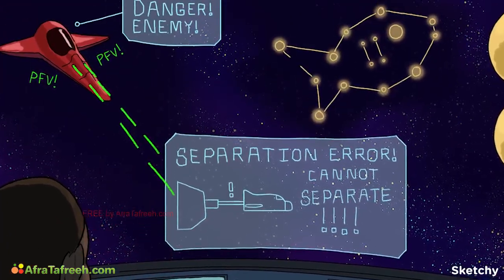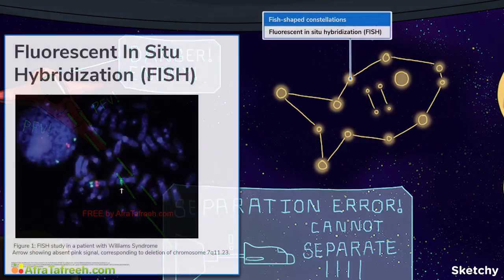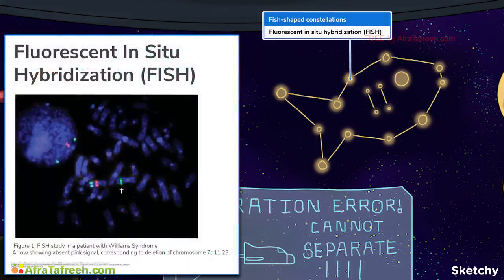Another method to analyze chromosomes is fluorescent in situ hybridization, or FISH. FISH uses DNA or RNA fluorescent probes to identify and determine the location of specific genes on chromosomes. FISH studies are useful for identifying microdeletions, duplications, and gene rearrangements.